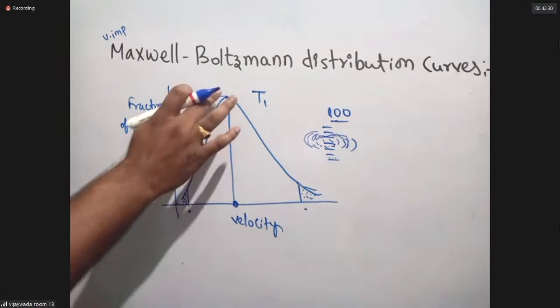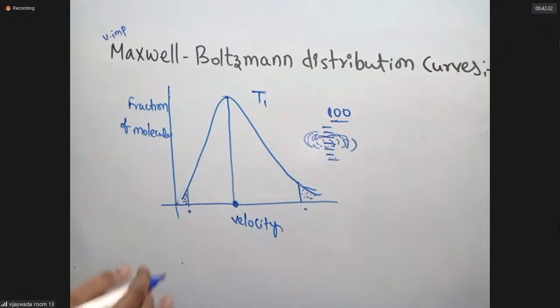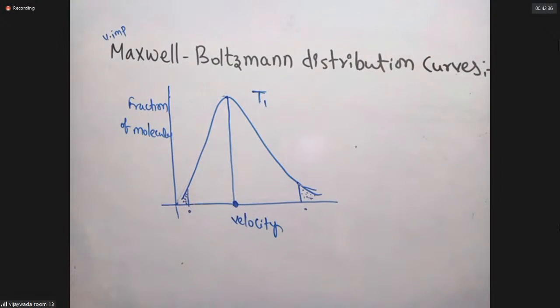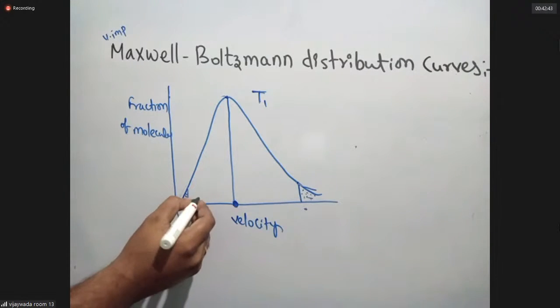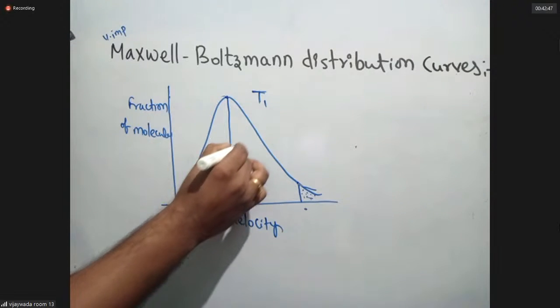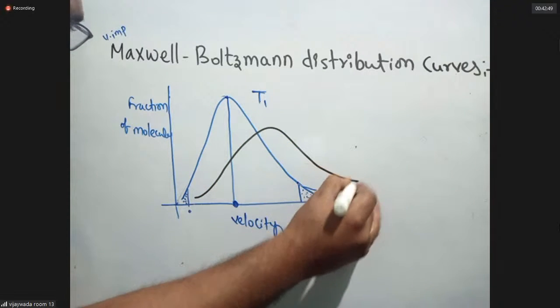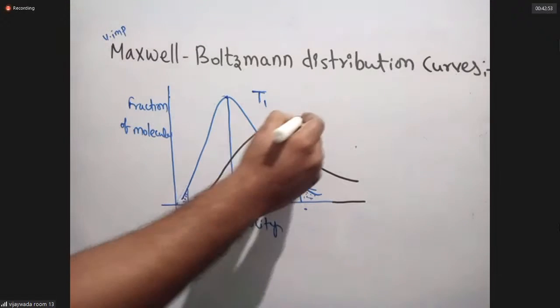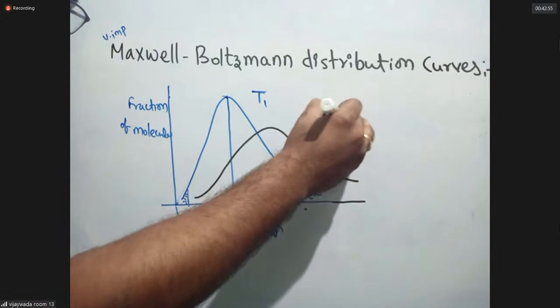And one point from this: if you increase the temperature, what will happen? If temperature increases, students, you get a very interesting graph. The graph is, so this is the graph when temperature increases. This is T2, where T2 is greater than T1.